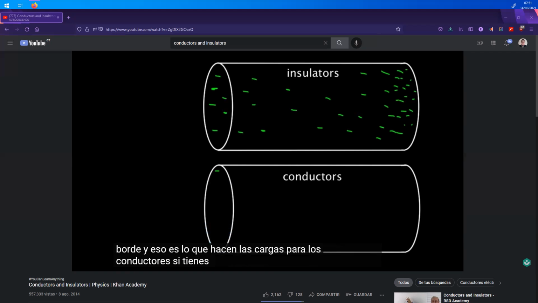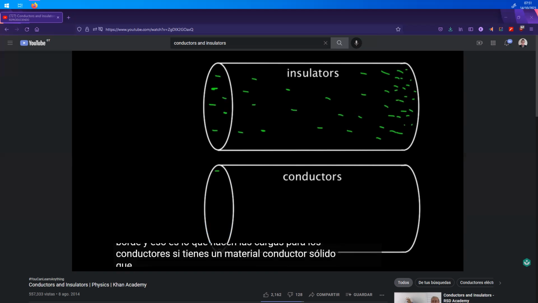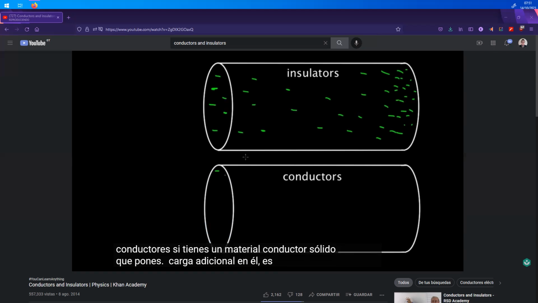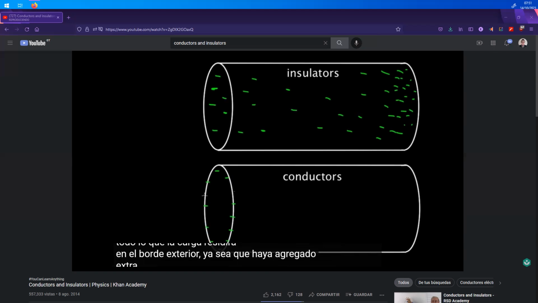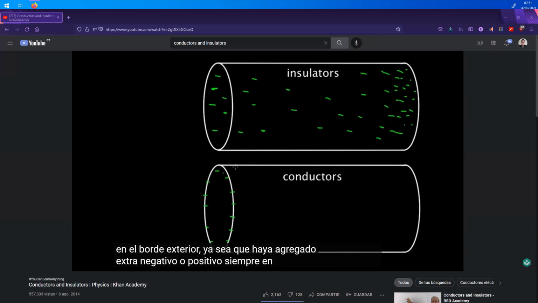That takes a lot more energy, but they can go to the very edge, and that's what charges do for conductors. If you got a solid conducting material, you put extra charge on it, all that charge is going to reside on the outside edge, whether you've added extra negative or positive, always on the outside edge. So you can only add charge to the outside edge for a conductor, because if it wasn't on the outside edge, it'll quickly find its way to the outside edge because all these negatives repel each other. And I said this is true for positives or negatives.